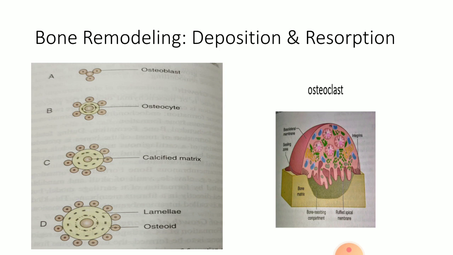Deficiencies of these two, that is NPP1 or ANK, cause decreased extracellular pyrophosphate and excessive calcification of bone, such as bone spurs, or even calcification of other tissues, tendons, ligaments and spine, which occurs in people with a form of arthritis called ankylosing spondylitis.